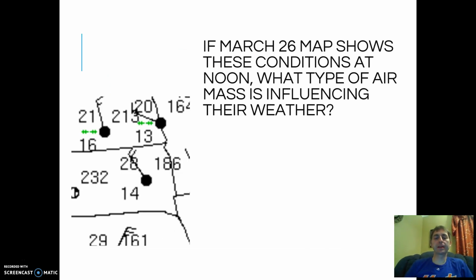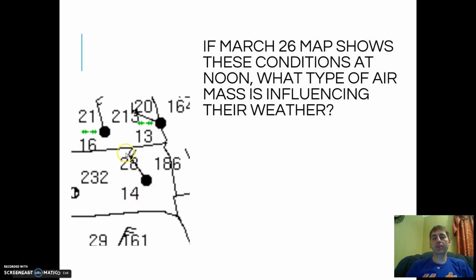All right, so suppose we're looking at a station model weather map, and we are looking at a zoomed in section of Kansas right now, on March 26th. So March 26th, it's noon. What would we expect? Well, in terms of temperature, this 28 is kind of on the cold side for noon on March 26th. When you look at the dew point, it's 14.